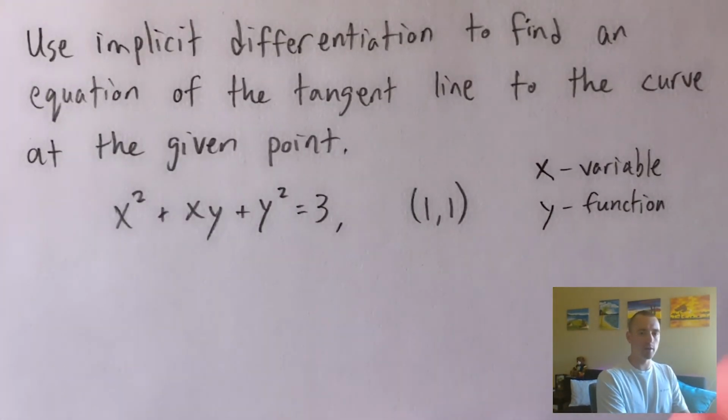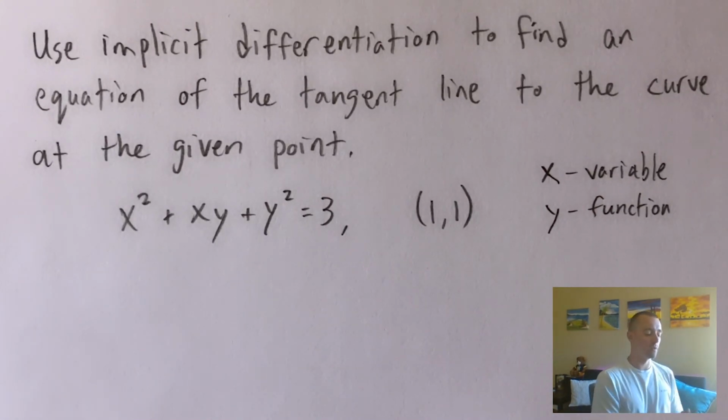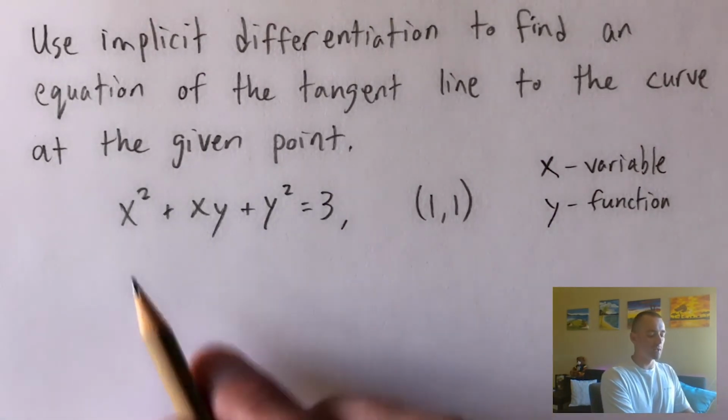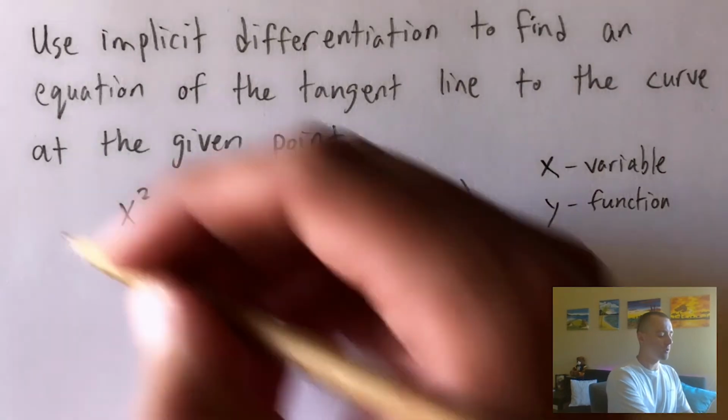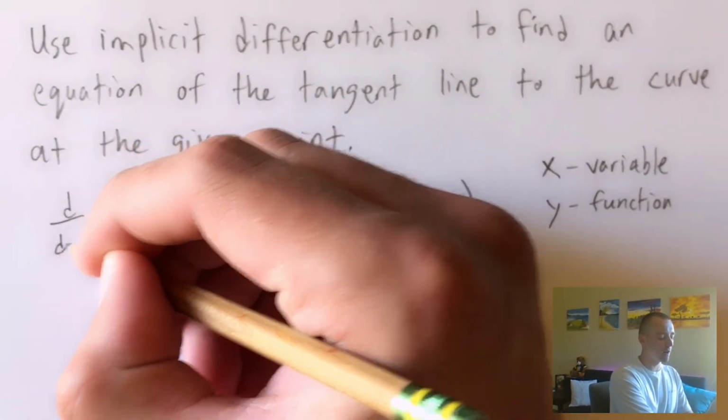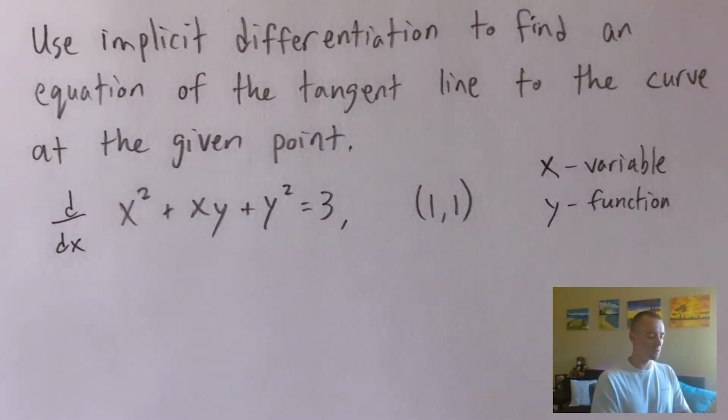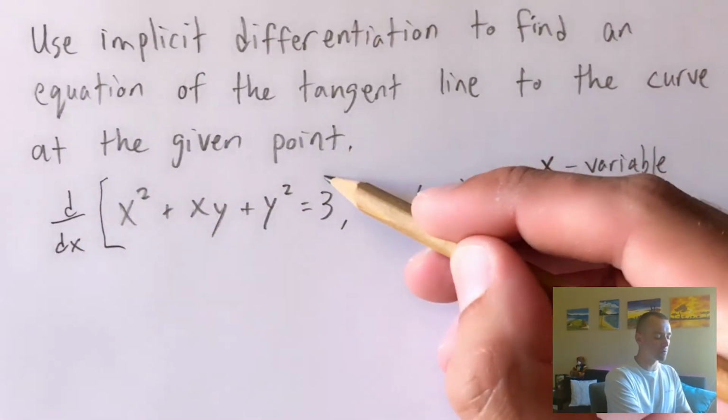Typically, this is the way that we see x's and y's represented. If there was some sort of context that made it different, you would want to be aware of that. But in this case, since they don't tell you, we can assume the standard definition for what's a variable and what's a function. The reason this is important is that as we take the derivative of this equation, which is what implicit differentiation really is, we take the derivative with respect to whatever our variable is. Since x is our variable, we take the derivative with respect to x.